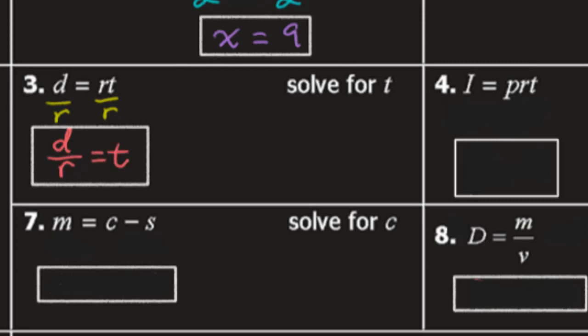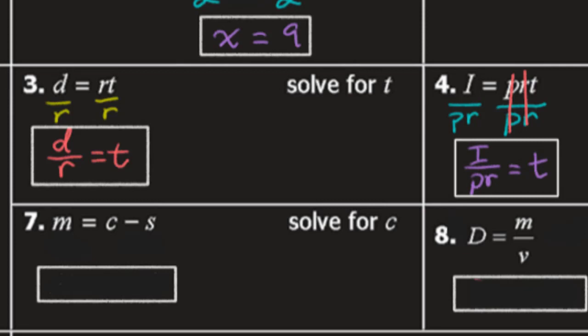Number 4 is very similar. Again, we need to solve for t. Both p and r are multiplying t, so I can eliminate them at the same time. Divide by pr, and when I divide by pr, the p's cancel and the r's cancel. So now divide by pr on the left. I over pr equals t.